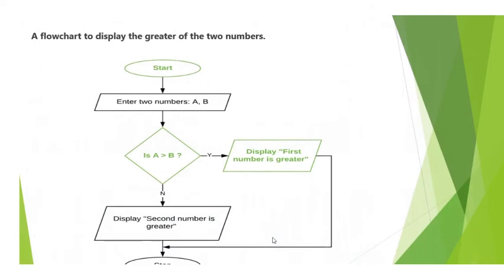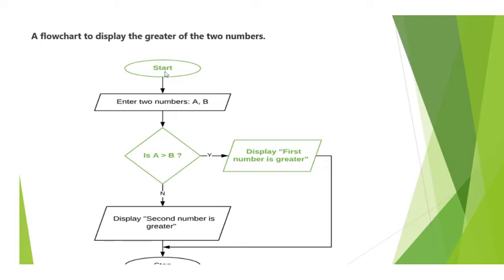Next, this is a simple example, a simple question where you have to create a flowchart to display the greater of the two numbers. Here the numbers are not given, but you have to create a flowchart. You have to create an idea, if you have two numbers, how you are going to create a flowchart for those numbers. So first we will start with the start box. As we know, the start box is represented by the oval shape, and next will be entering the two numbers.